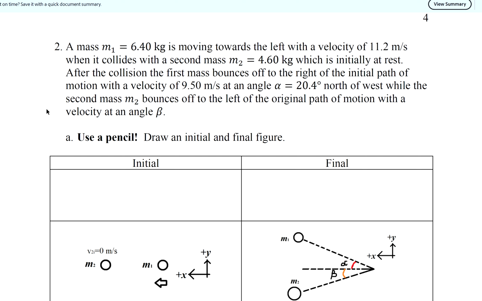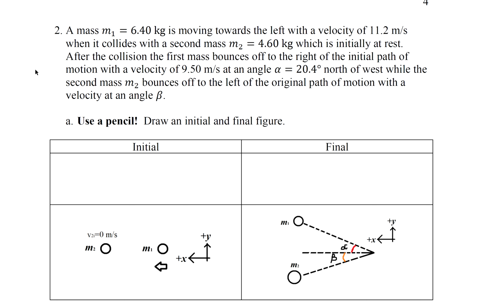Question 2. A mass m1 equals 6.4 kilograms is moving towards the left with a velocity of 11.2 meters per second when it collides with the second mass, 4.6 kilograms, which is initially at rest. After the collision, the first mass bounces off to the right of the initial path of motion with a velocity of 9.5 meters per second at an angle 20.4 degrees north of west, while the second mass M2 bounces off to the left of the original path of motion with a velocity at an angle beta.